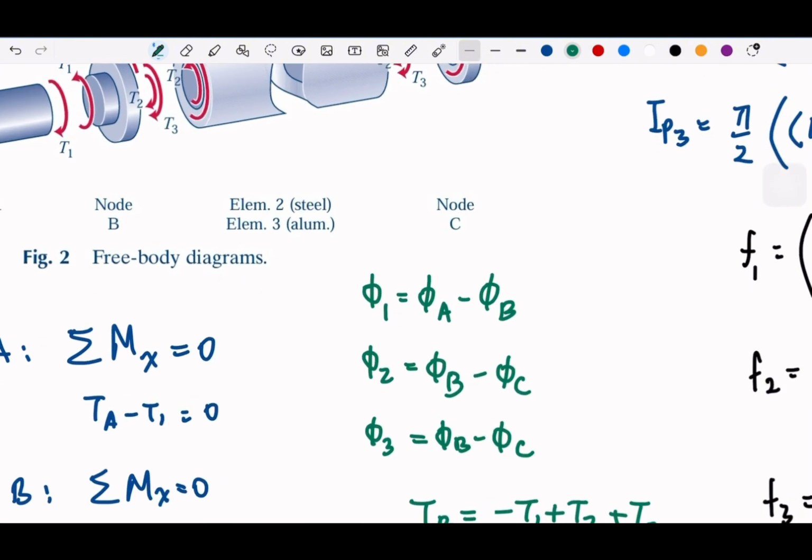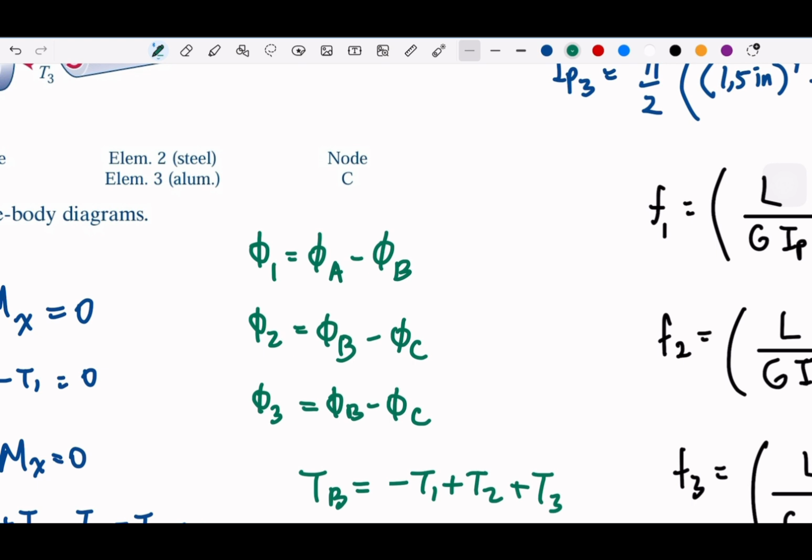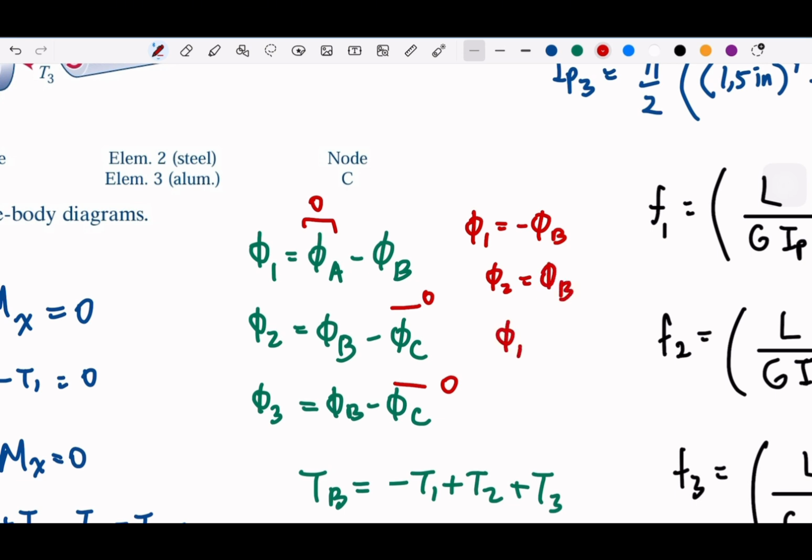And then we can write that this is going to be 0. This is also 0. This is also 0. So we can write that this is going to be that, and so the twist angle 1 is negative twist angle 2. Also the twist angle 3 is the same with the twist angle 2. And we are going to use this to compute our equations.